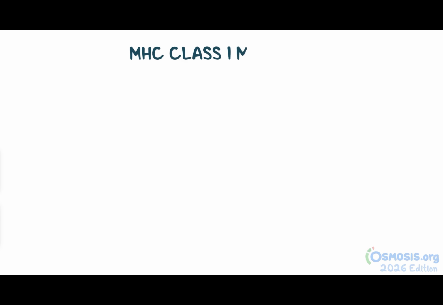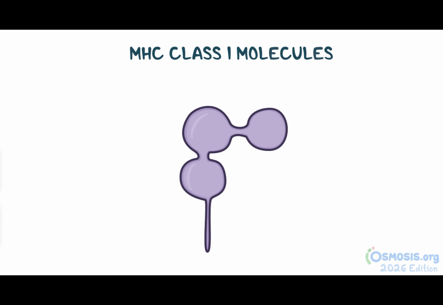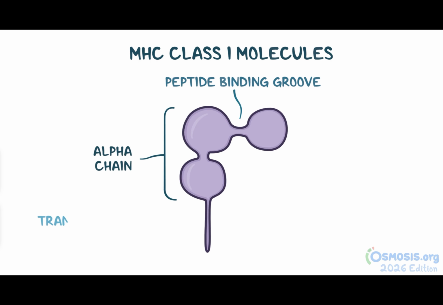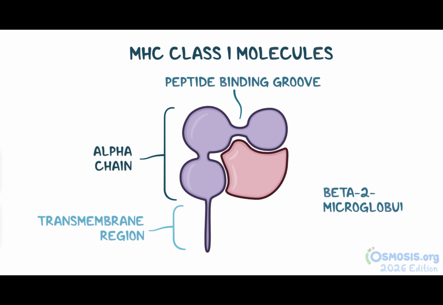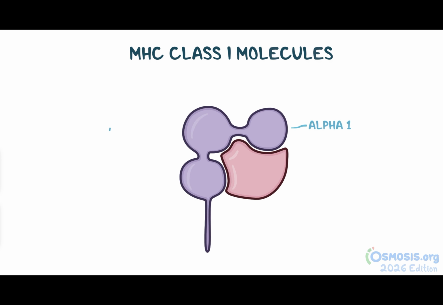The MHC class I molecule has two protein chains: a larger alpha chain, which contains both a peptide binding groove and a transmembrane region which anchors the MHC class I molecule onto the cell surface, and a beta-2 microglobulin chain, which is linked to the alpha chain. The alpha chain has three extracellular domains: alpha 1, alpha 2, and alpha 3. Alpha 1 and alpha 2 make up the peptide binding groove. The beta-2 microglobulin basically props the whole structure up by binding between the alpha 1 and alpha 2 domains and the alpha 3 domain.